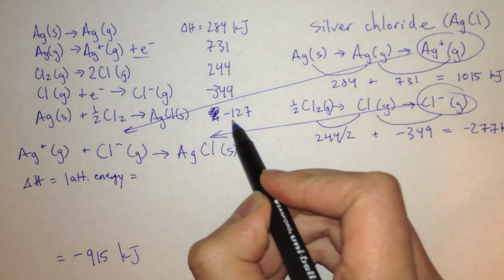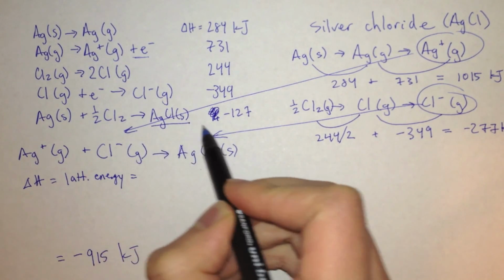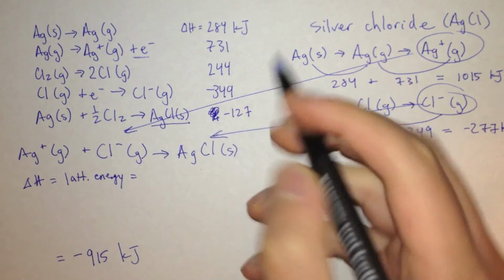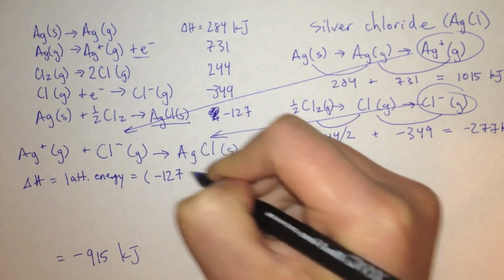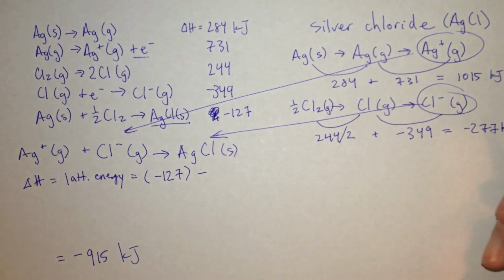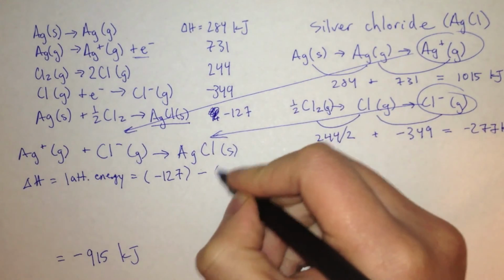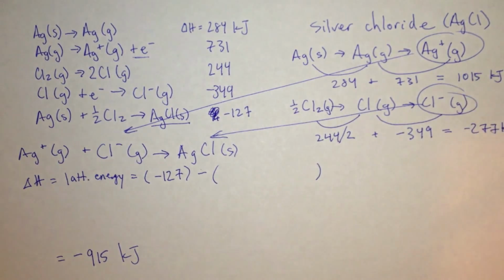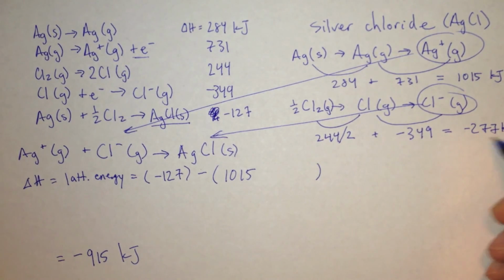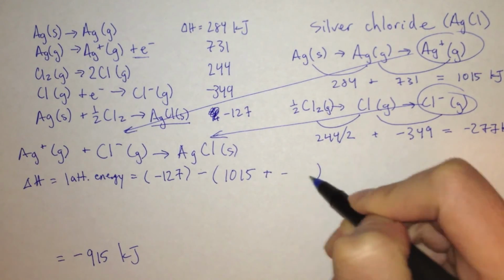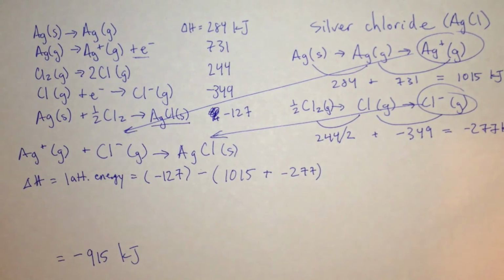In this case, the product is AgCl, silver chloride as a solid. So its heat of formation is negative 127. And we subtract our reactants. And the sum of that is, for silver, it's 1015. And for chlorine, it's negative 277. And our answer is negative 915 kilojoules.